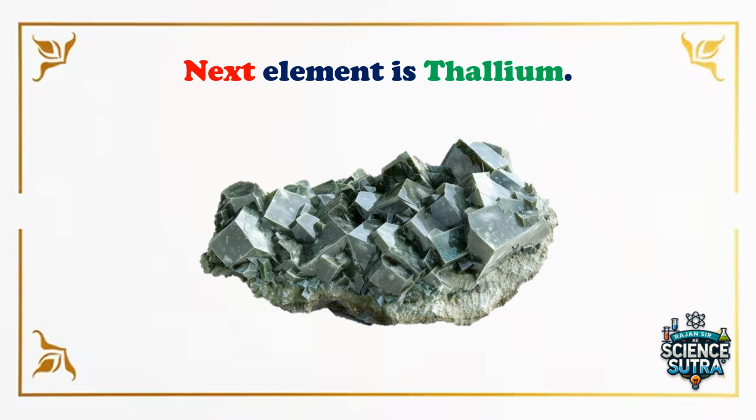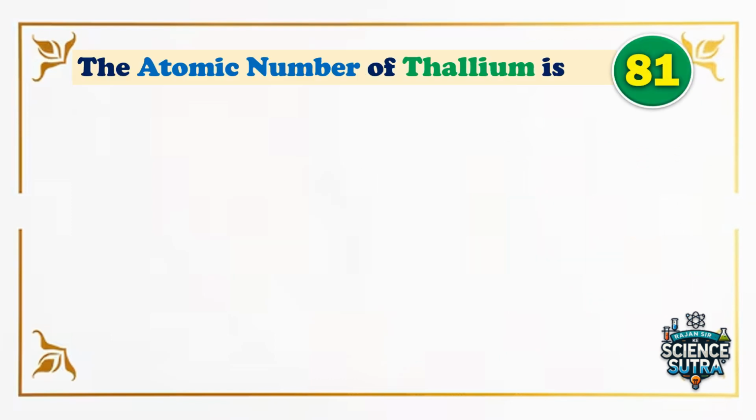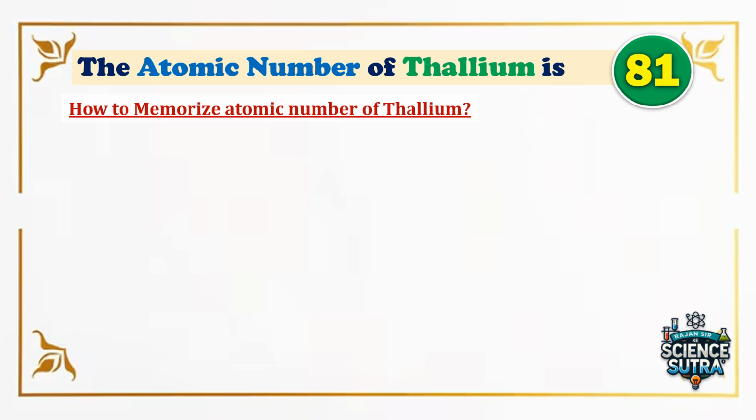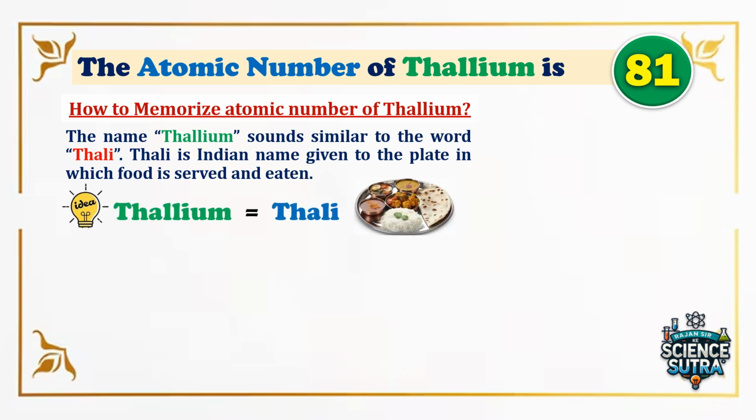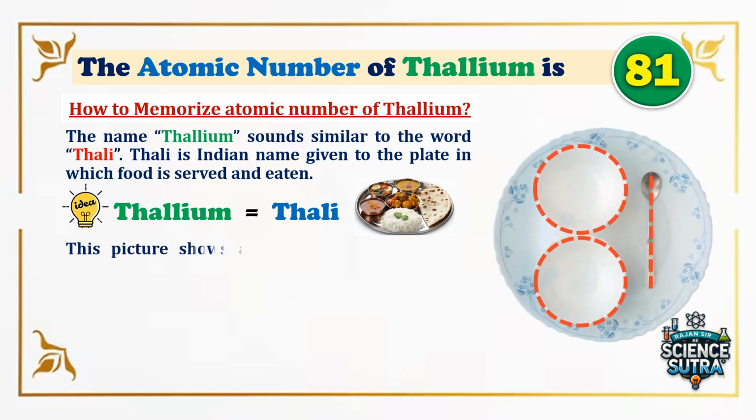Okay. Next element is thallium. This is how it looks like. So its atomic number is 81. How to memorize atomic number of thallium? So the name thallium sounds similar to the word thali. So thallium is equal to thali. So what is thali? Thali is an Indian name given to the plate in which food is served and eaten. So idea is thallium is equal to thali.